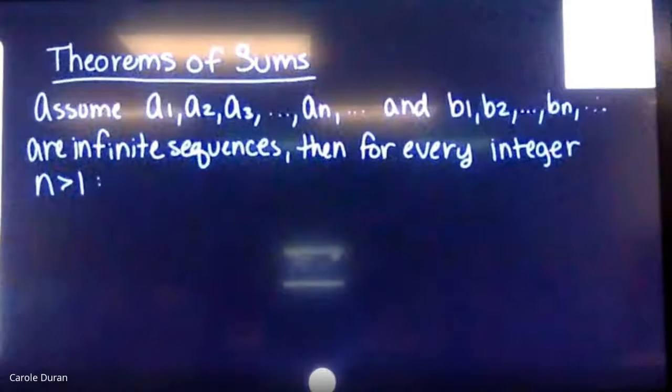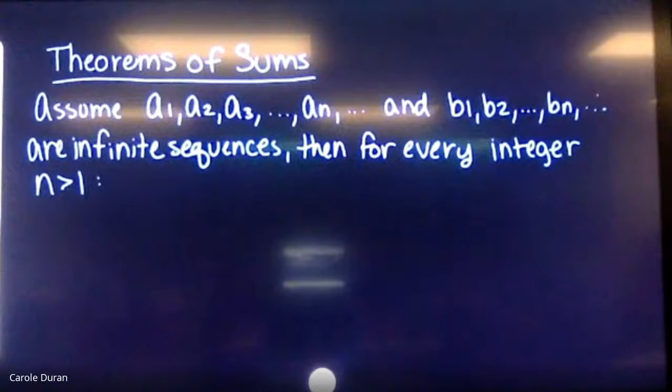Okay, so for this set of theorems, we're going to assume that we have two infinite sequences. They are denoted by A of 1 through infinity and B of 1 through infinity. So A is one sequence, B is one sequence. We're assuming that these are infinite sequences. And then for every n greater than 1, we have 3 theorems that apply.